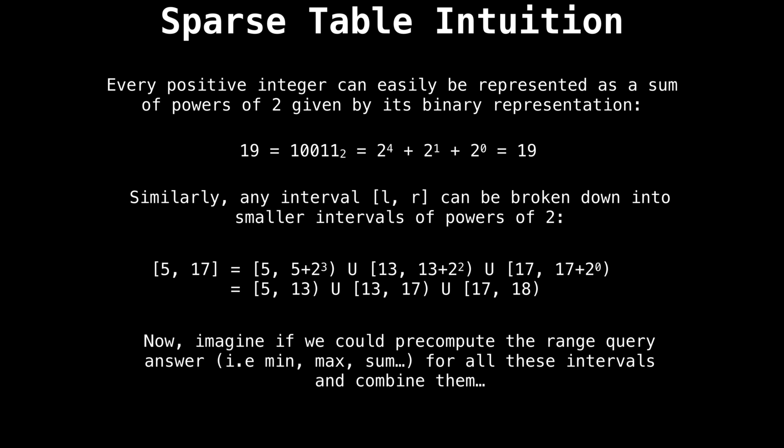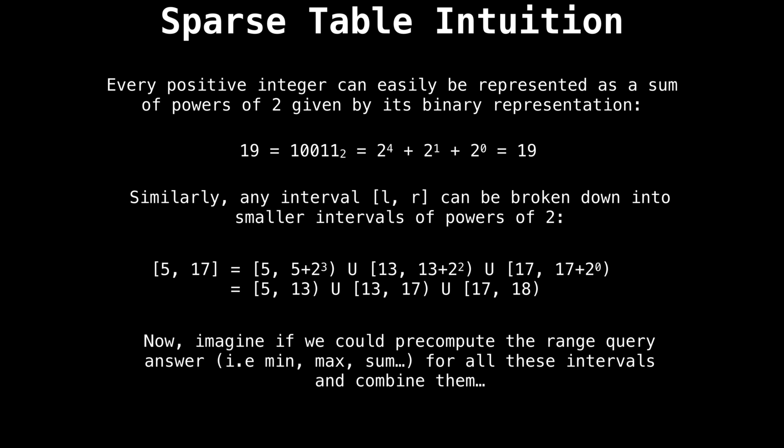Similarly, we can break down an interval with a left and a right endpoint into ranges which are all lengths that are powers of 2. For instance, the range between 5 and 17 can be divided into the following 3 ranges: 5 to 13 non-inclusive of length 8, 13 to 17 non-inclusive of length 4, 17 to 18 non-inclusive of length 1.